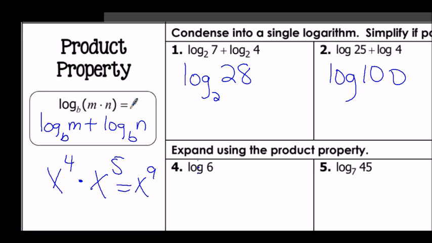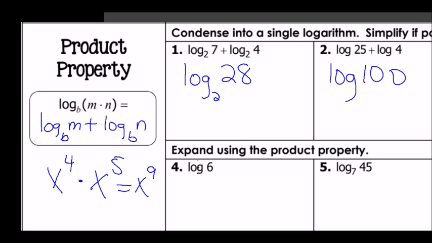Okay, so what about 3? So again, it's going to be a single logarithm, log base 4. And then what do I do with the 2x and the 4x squared? What will it become? Well, 8x to the 3rd power, because you would add the exponents on the x.